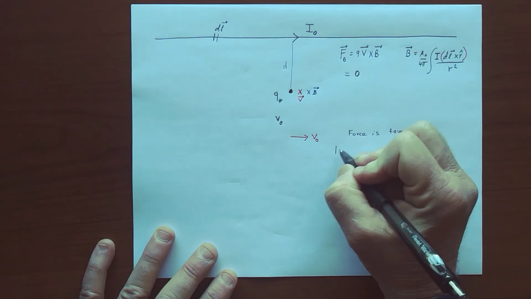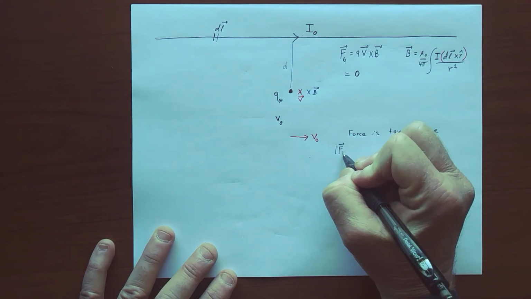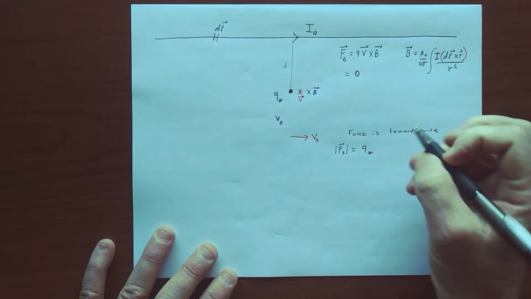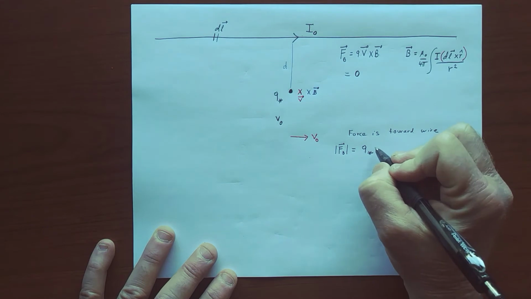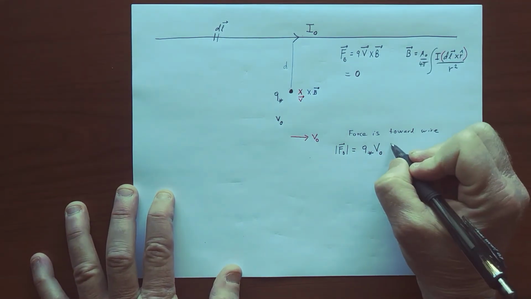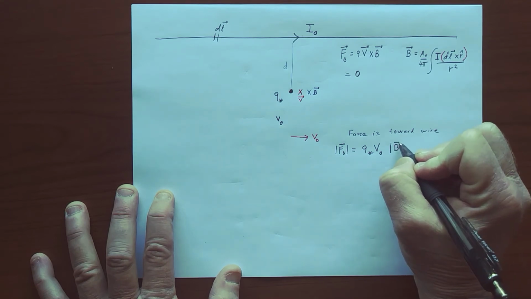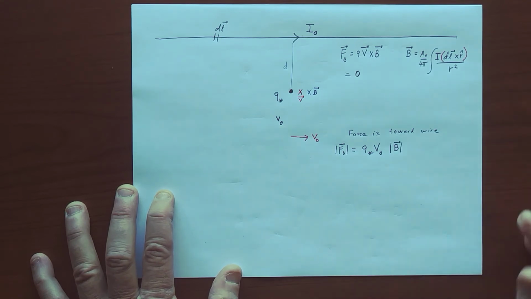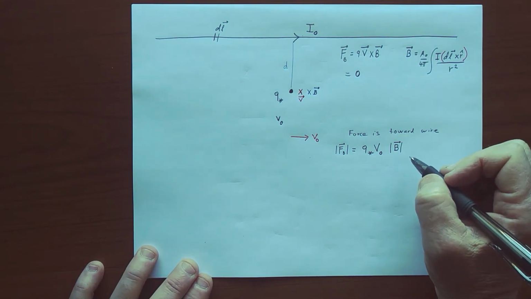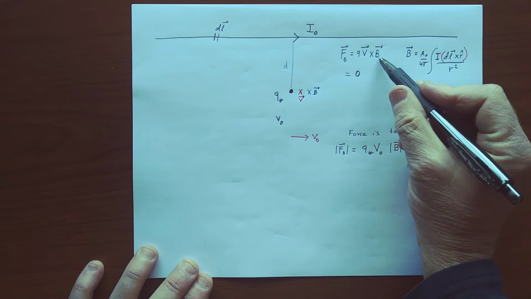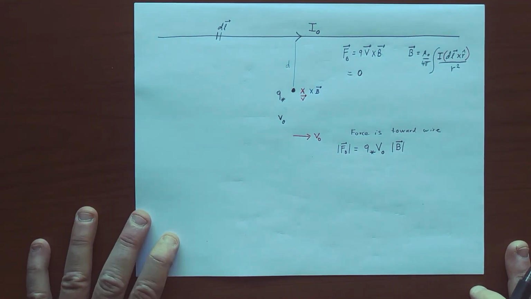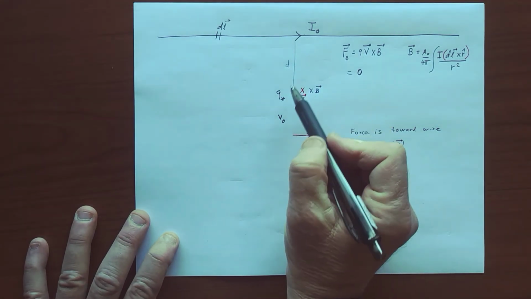So what's the magnitude of the magnetic force? Well, it's the magnitude of the charge, which is Q star, times the magnitude of the velocity, which is V naught, times the magnitude of the magnetic field, which we have to find because we're given the current, times the sine of the angle. But the angle between velocity and magnetic field is 90 degrees, and the sine of 90 is 1, so it's just 1 there.